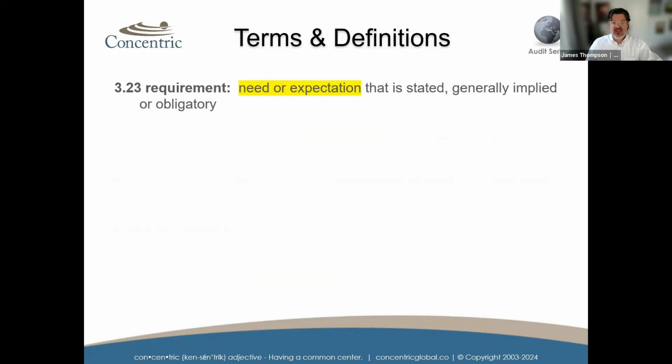3.23, requirement. This is a need or expectation that's stated, generally implied, or obligatory. So it doesn't have to be a stated requirement. It could be generally implied. This is something that the consumer thinks is a requirement. This could be a statutory obligation.